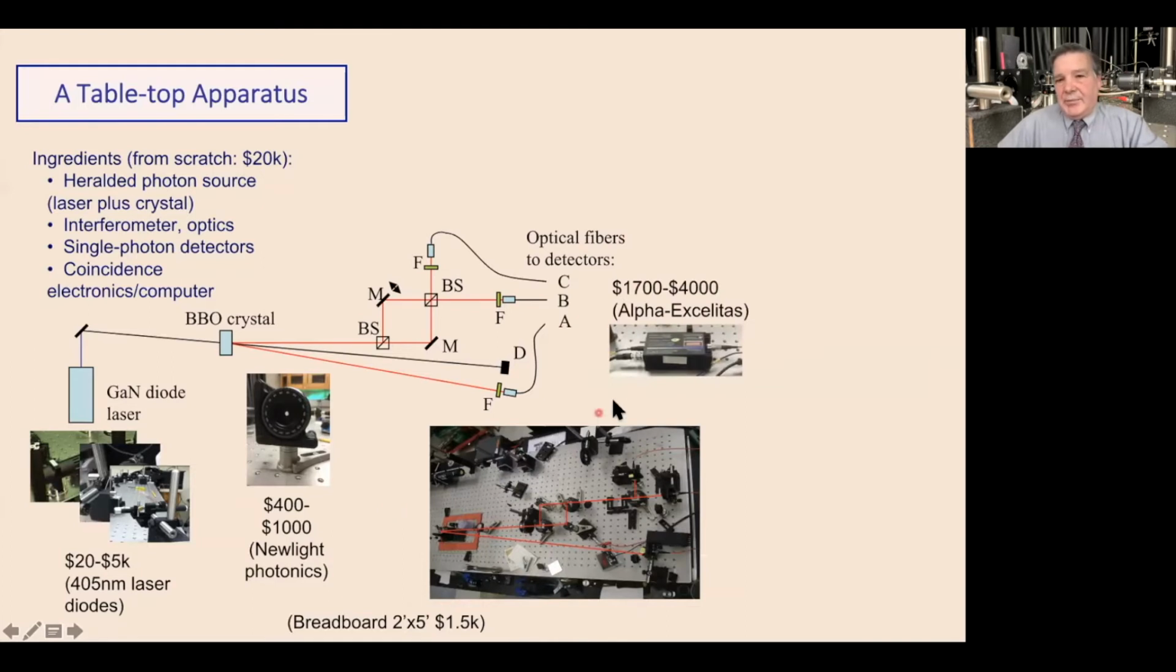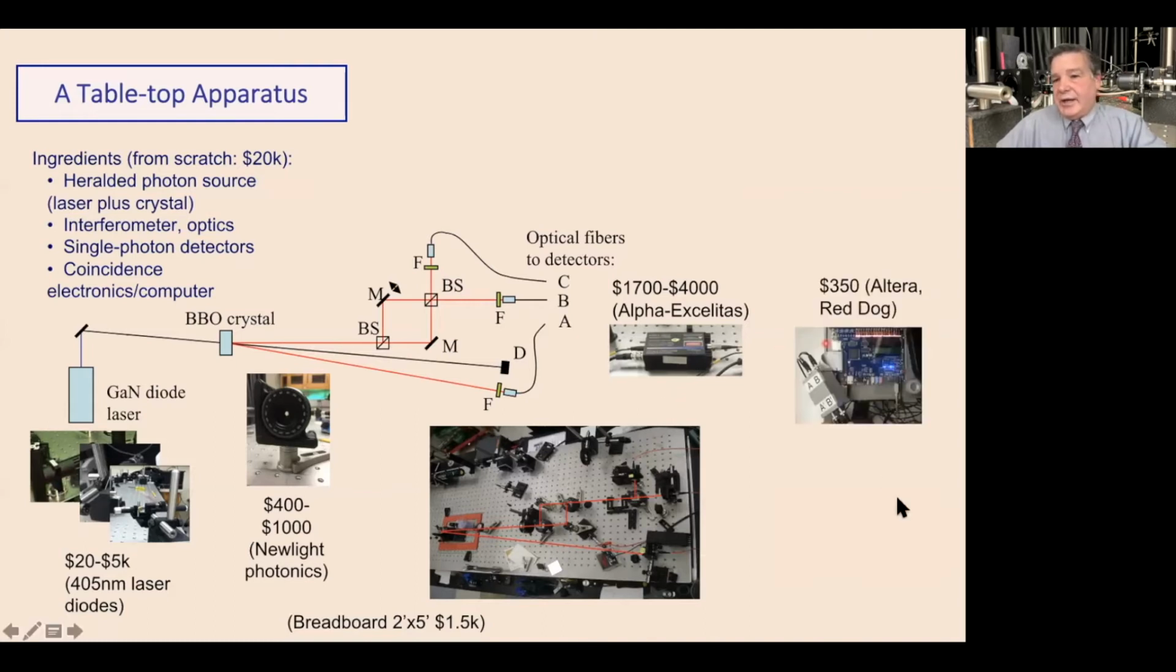Now an important component is the detector of single photons. Photomultiplier tubes do not work because the photons are in the near infrared. If the laser is at 405, the downconverted photons are at 810 nanometers, and photomultipliers are too inefficient at that level. So you have to buy special detectors called single photon detectors, and they are probably the most expensive thing in this system.